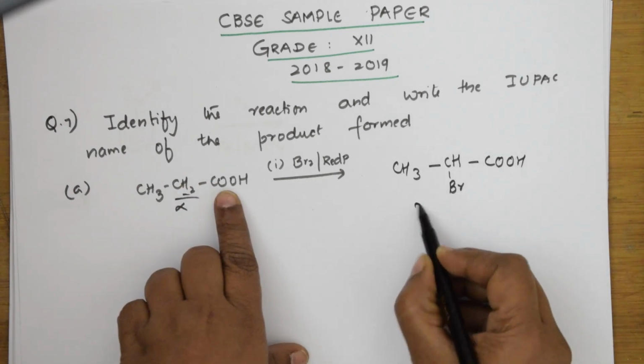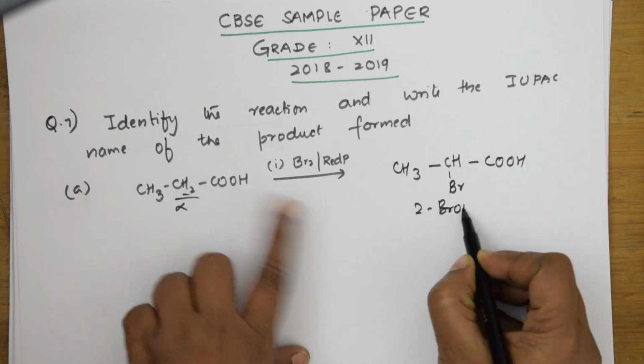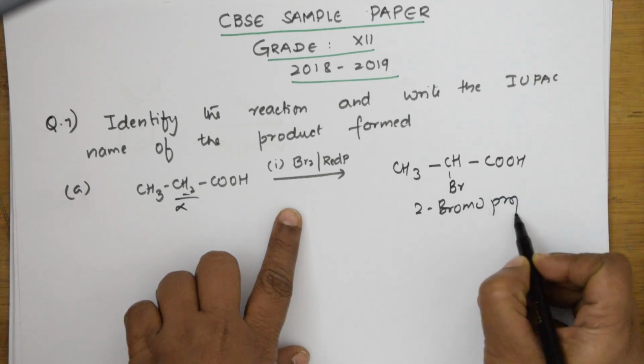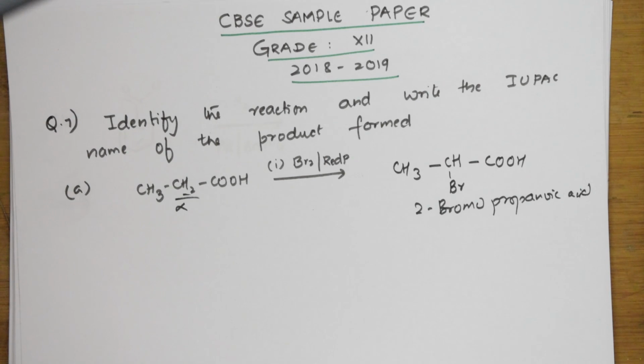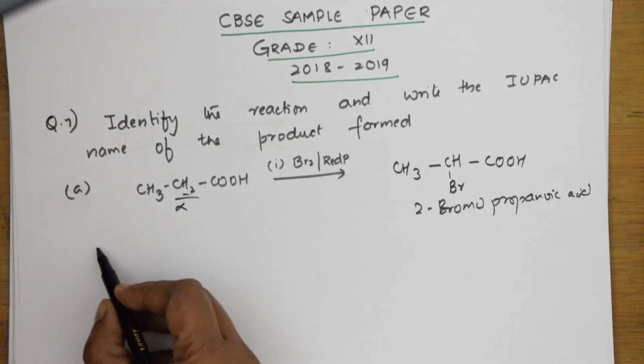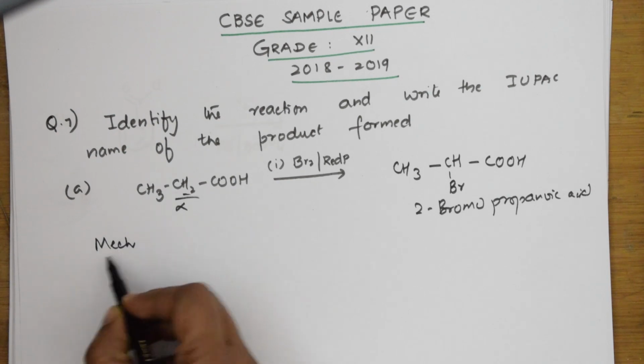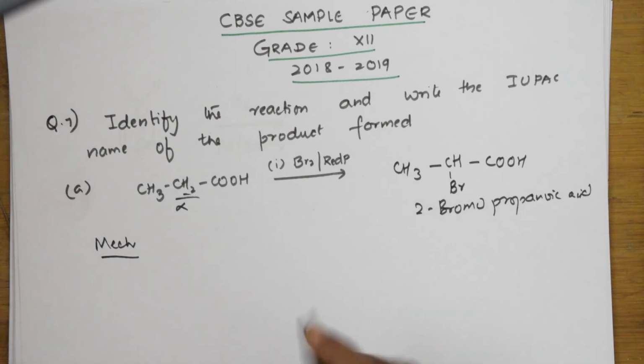What is the name of this compound? This is 2-bromo propanoic acid. Okay, this is done. Now let us see the mechanism, or how this is formed in this particular compound. I'm not completely giving the mechanism, just the idea of how it is formed. Wherever there is alpha hydrogen, there is bromine formed.